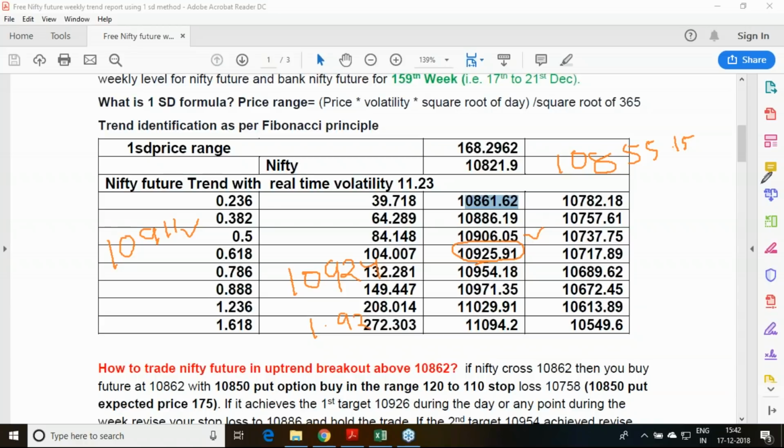So if you have taken this trade at 10,869 or 68 or 10,870 level somewhere, and if you have hedged it with the 10,850 put option, then you could have enjoyed a profit of some thousand plus at the target.